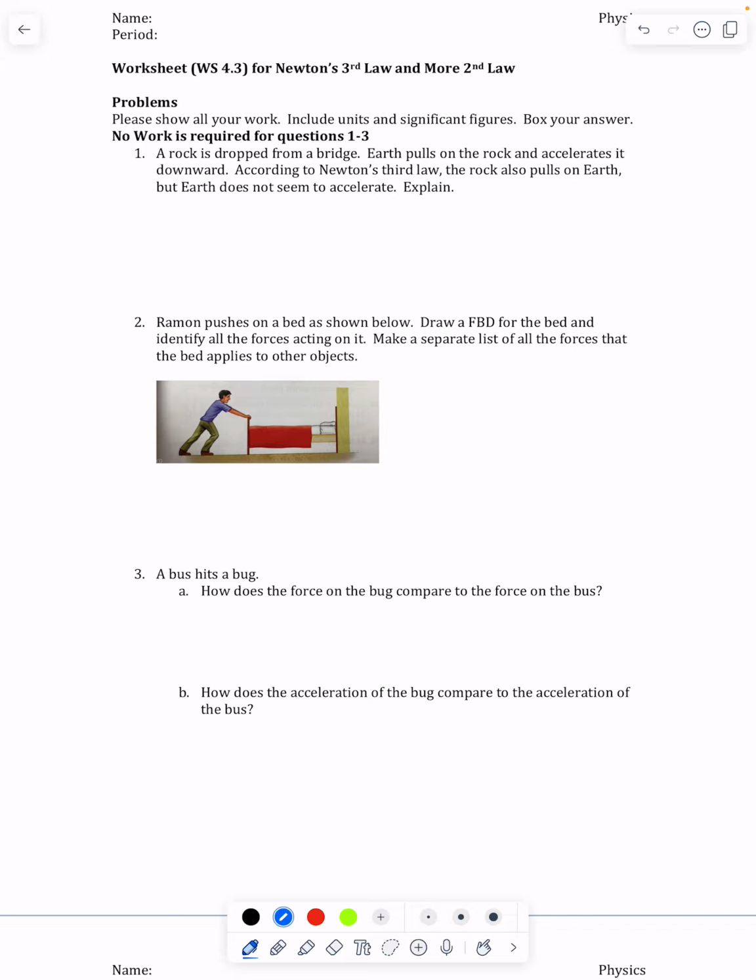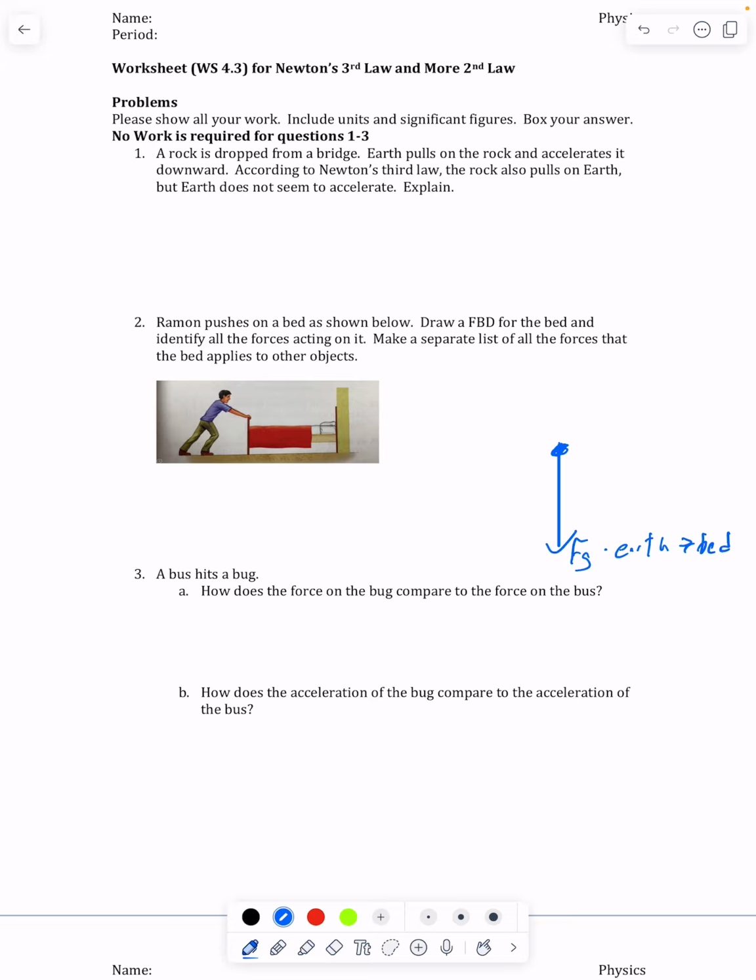I'd like to focus on problem 2 now. We have Ramon pushing on a bed. On the side here, I'm going to draw an FBD, a free body diagram in this case. We have the bed there in the middle, so our system is the bed. Let's look at all the forces on the bed. As we've seen with all of our free body diagrams, we have force of gravity. In this case, I'm going to say it's the earth pulling on the bed.